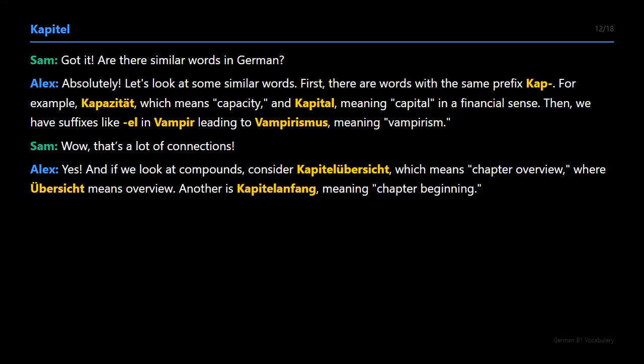Then, we have suffixes like Vampir, leading to Vampirismus, meaning vampirism. Wow, that's a lot of connections. Yes. And if we look at compounds, consider Kapitelübersicht, which means chapter overview, where Übersicht means overview. Another is Kapitelanfang, meaning chapter beginning. That really helps.